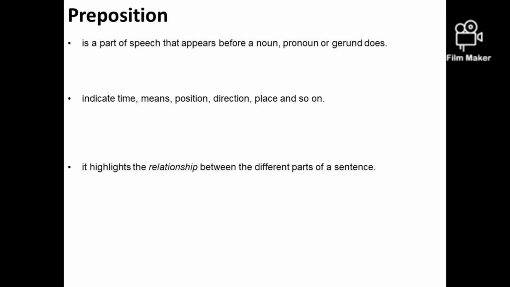Okay? That is a preposition. It highlights the relationship between the different parts of a sentence. So that is the nature of a preposition. It indicates the relationship between the different parts of a sentence. Okay? So how do we link the book with the table?